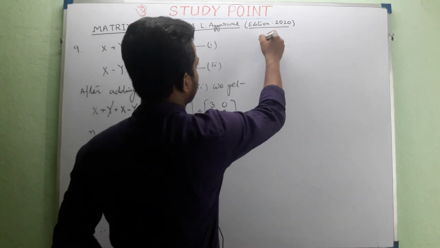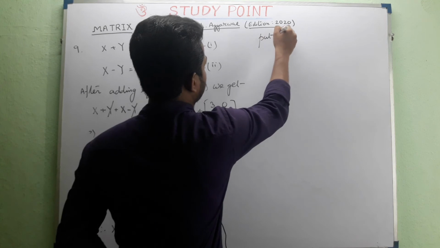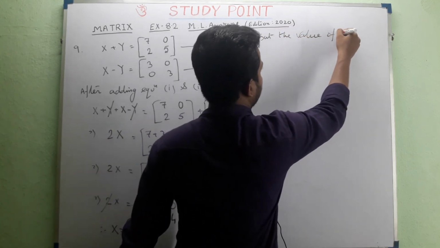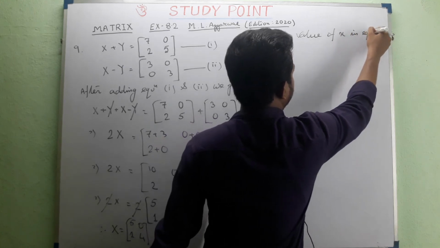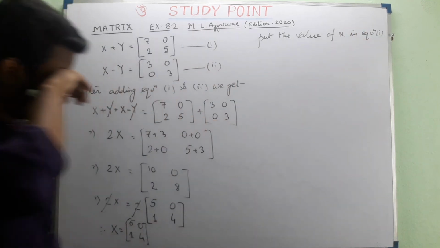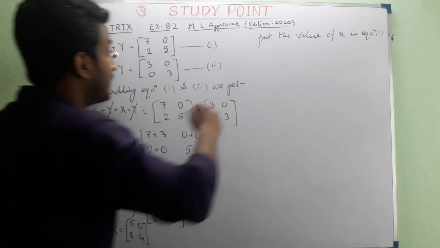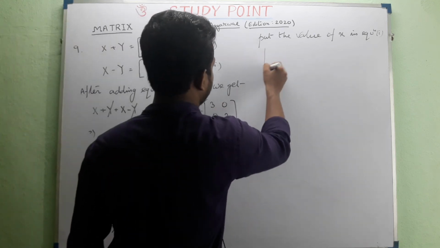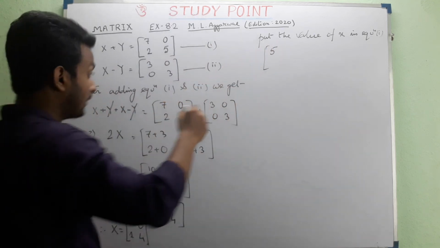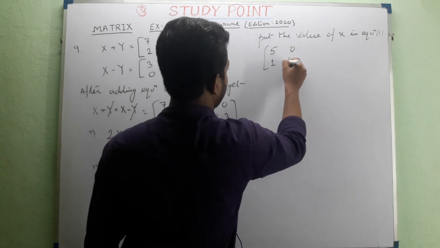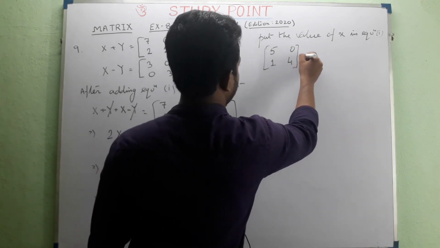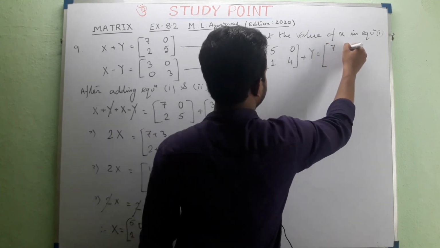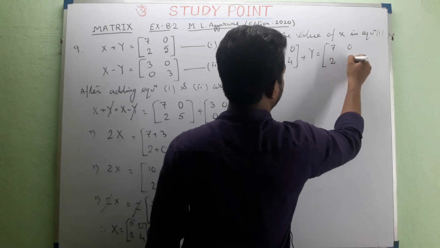Okay, I am putting the value of x in equation 1. Now see here, in equation 1 it is written x. So instead of x we will write this one, 5014, plus y, that is equal to 7025.